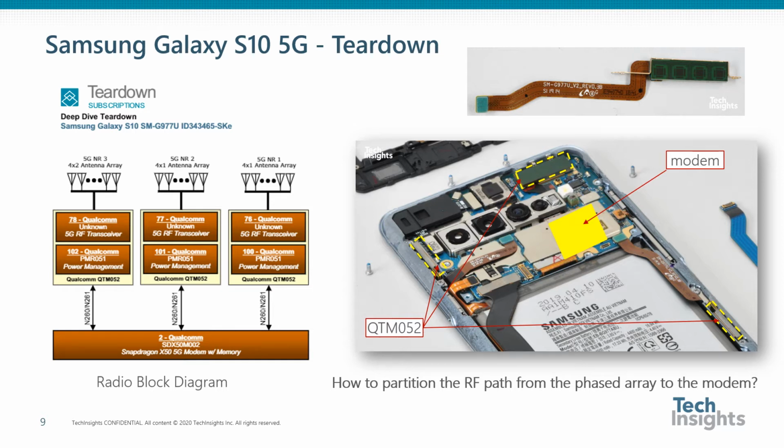These modules are then connected via a tape connector to the main PCB, where they are then ultimately routed to the modem, which in this case is the Qualcomm STX50M 5G modem, indicated by the yellow box here. The component is on the other side of the PCB. At this point we know there is a phased array of antennas that speak to the modem. The first question is how is the RF path partitioned?